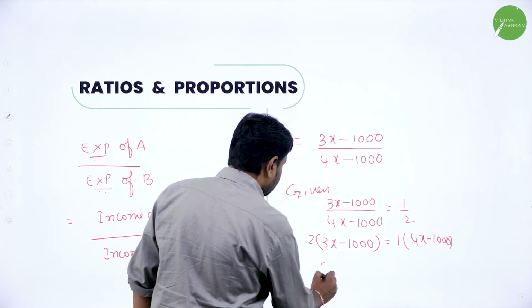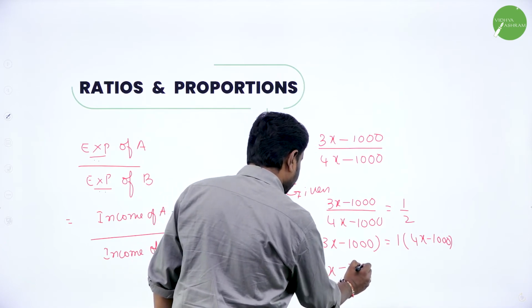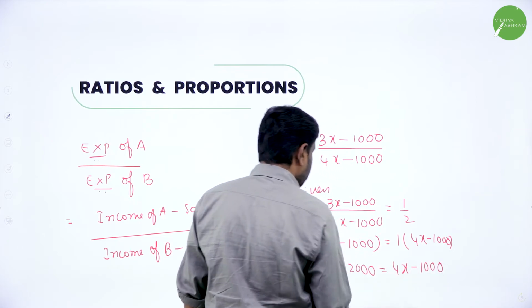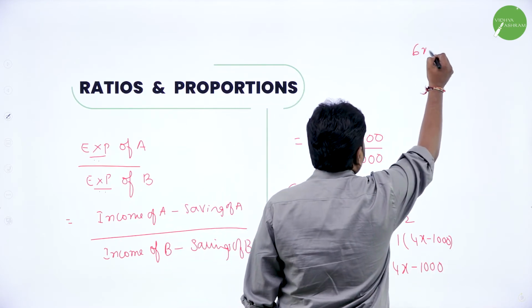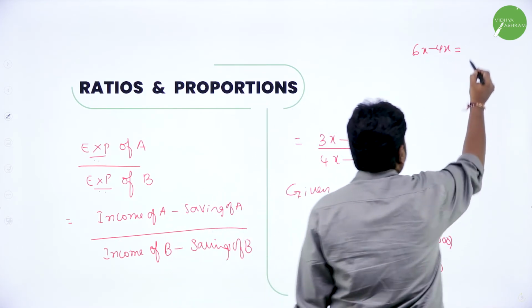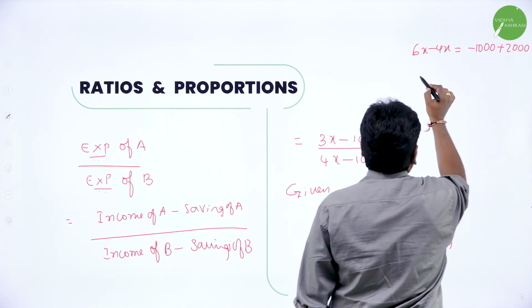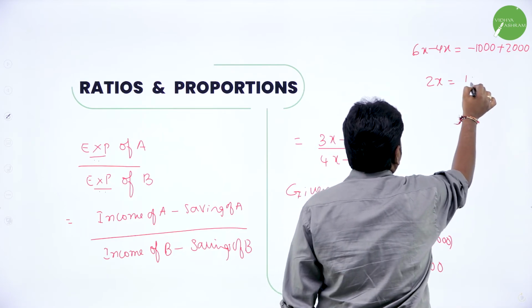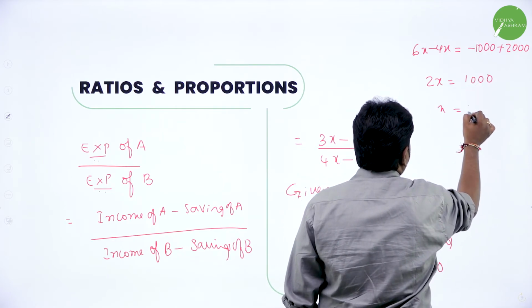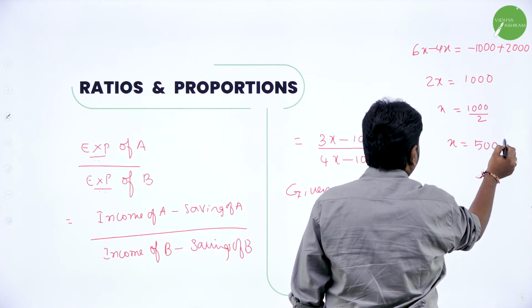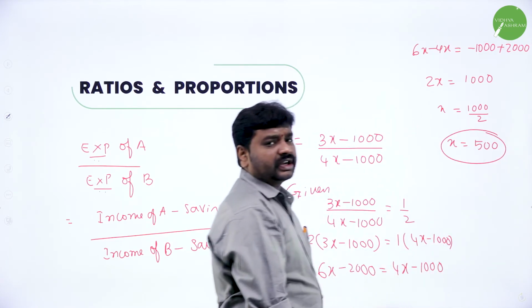Further simplify. 3 2s are 6x minus 2000 is equal to 4x minus 1000. So rearrange: 6x minus 4x is equal to minus 1000 plus 2000. Now 6x minus 4x is 2x, and this is 1000. And x is what? 1000 divided by 2, x is 500. You got the x value, but they are not interested in x.